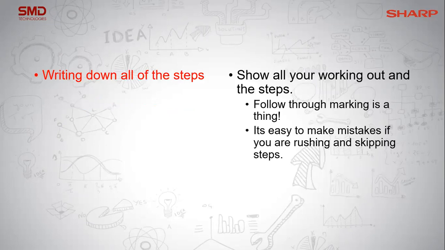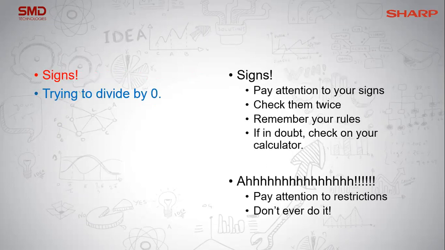Make sure that you write down, and this is for the students, write down all of your steps, okay? Show all of your working out, because if you make a mistake in an invisible step, in other words, a step you haven't written down, we cannot follow your logic, so we cannot give you the marks for that, okay? And then particularly for integers, pay attention to your signs, check them twice, and remember your rules. Okay, and if in doubt, from grade 6 and up, according to the CAPS documents, you are allowed to check your answers with the calculator.